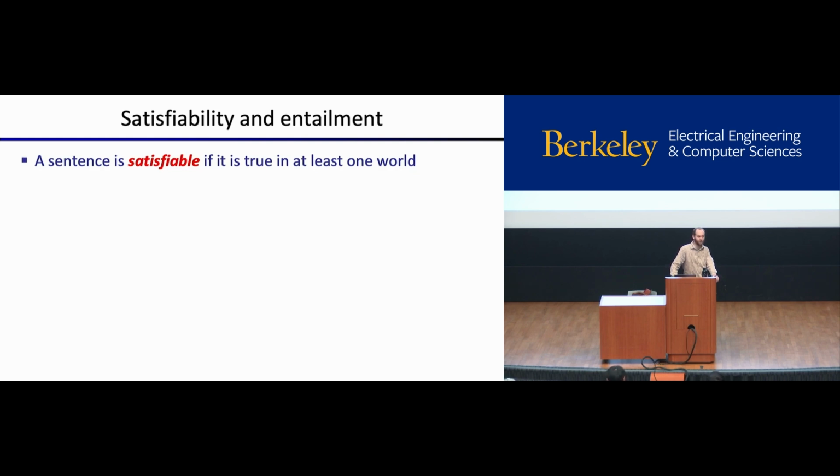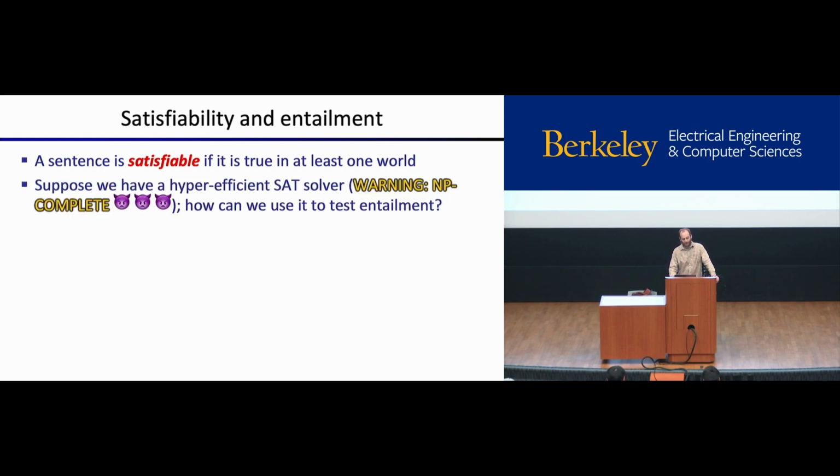Now those examples were all very easy to check, but if you have a long sentence, it can be really hard. NP-complete, in fact. So suppose we have a hyper-efficient SAT solver, that is something that takes a sentence and determines whether there is an assignment of values to variables that makes the whole thing true. How can we use it to test entailment? And unfortunately, unless P equals NP, there's going to be no algorithm that is fast in every case.